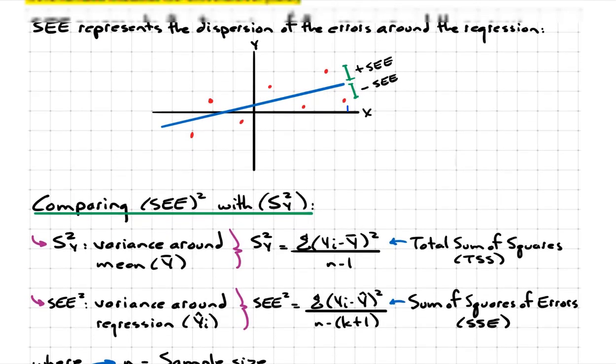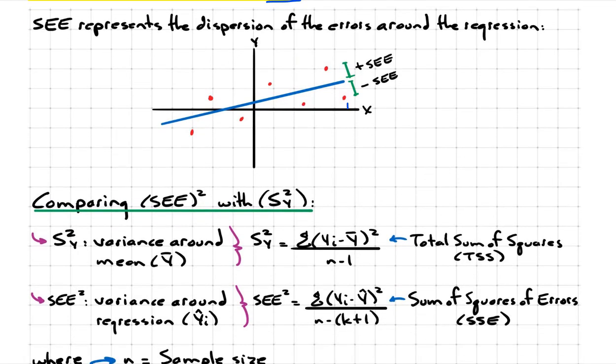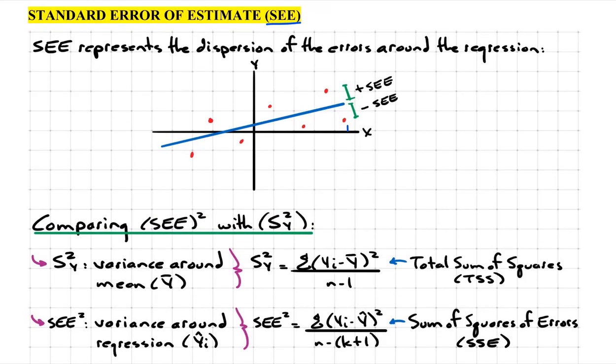Now, standard error is a lot like standard deviation, and that's why I'm going to use standard deviation or its variance as the template in order to construct the framework for standard error of estimate. So the first thing we're going to note is that whenever you're quantifying dispersion, we always square, and you could see that right here.